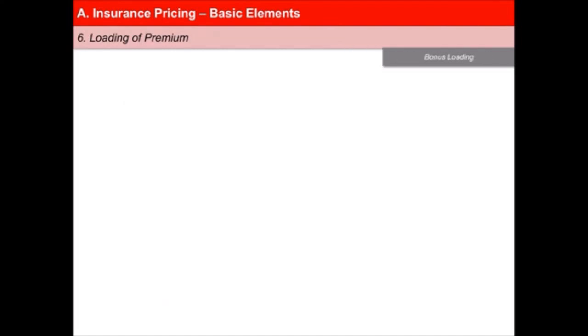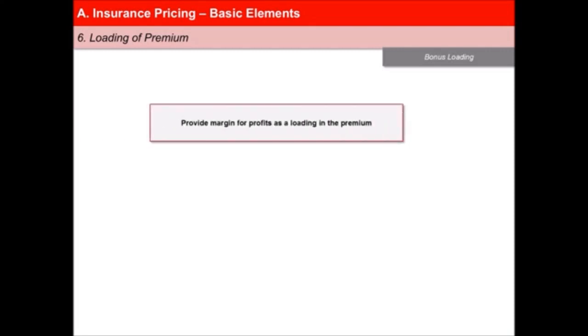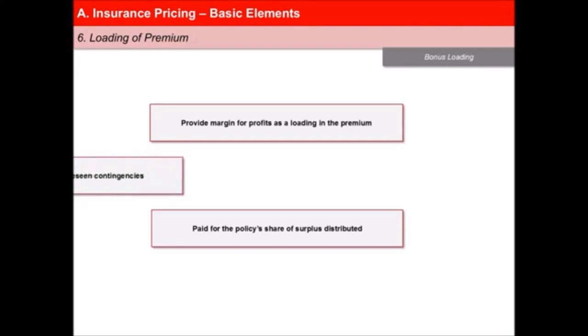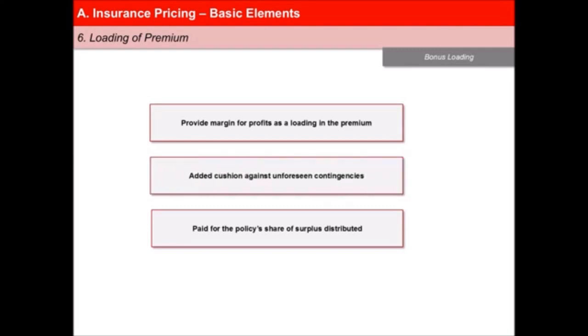Participation in profits also ushered an element called bonus loading into premiums. The idea was to provide a margin for profits as a loading in the premium, such that it served as an added cushion against unforeseen contingencies and also paid for the policy's share of surplus distributed as bonus.